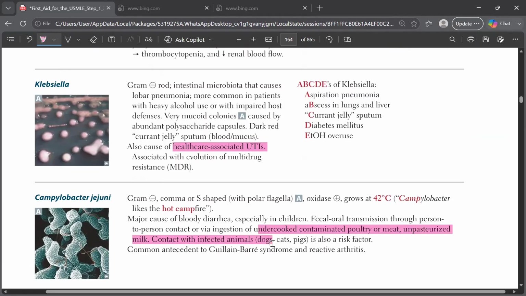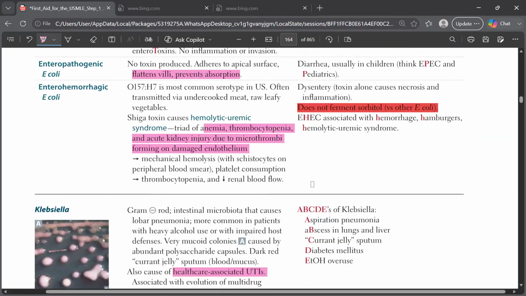Contact with infected animals such as dogs, cats, pigs is also a risk factor and common antecedent to Guillain-Barré syndrome and reactive arthritis. I wish I had more internet to search Guillain-Barré syndrome, but yeah. Bloody diarrhea, undercooked contaminated poultry or meat, and unpasteurized milk.